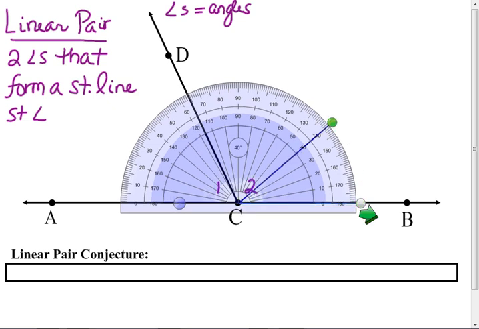Look at that. This is going to measure it for me. That's the degrees in a straight line. 180 degrees. So if you have a linear pair, put that right up there. Oh, it won't let me do that? Oh, okay. Then you have angles that do what? They add up to 180 degrees.